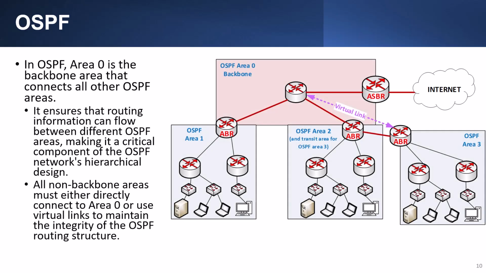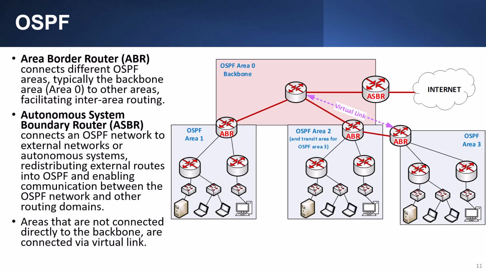In OSPF, Area 0 is the backbone area that connects all other OSPF areas. It ensures that routing information can flow between different OSPF areas, making it a critical component of the OSPF network's hierarchy design. All non-backbone areas must either directly connect to Area 0 or use virtual links that maintain the integrity of the OSPF routing structure.